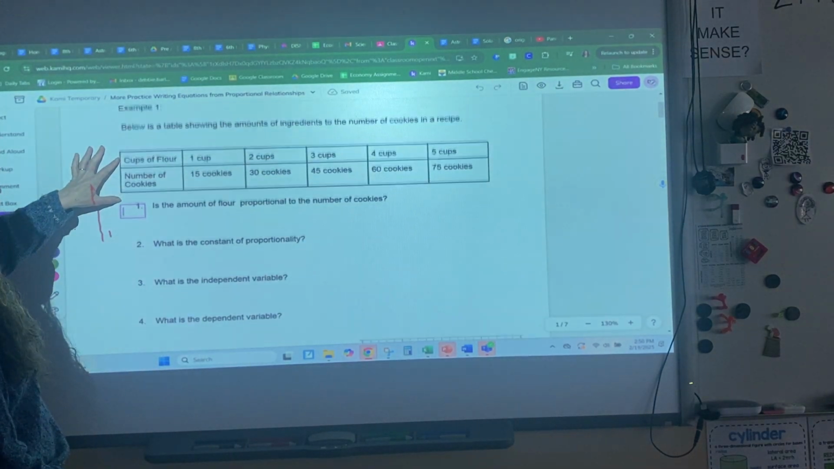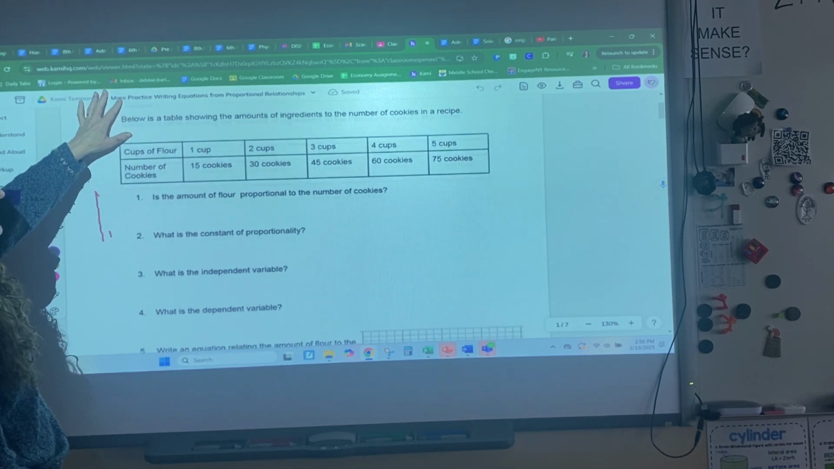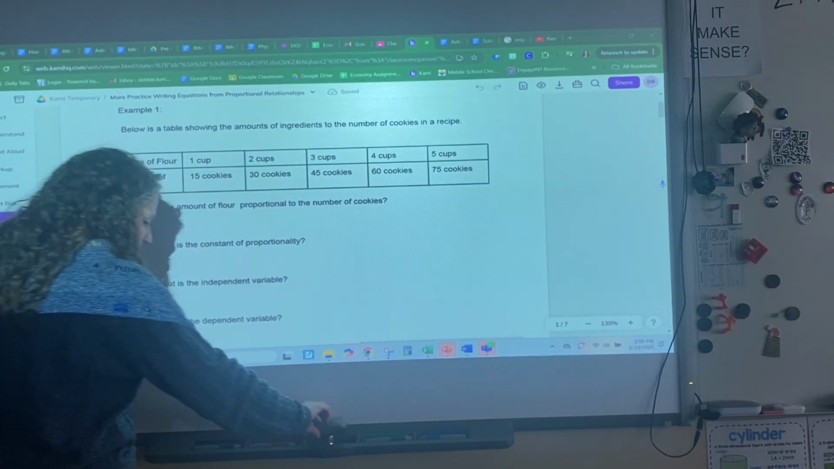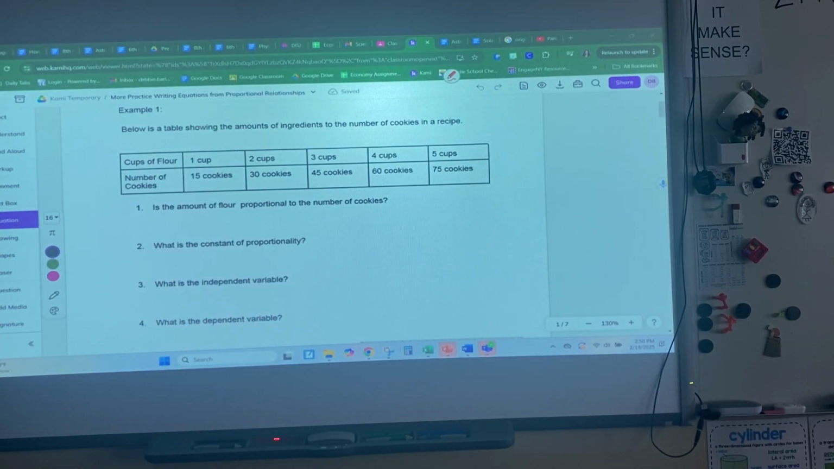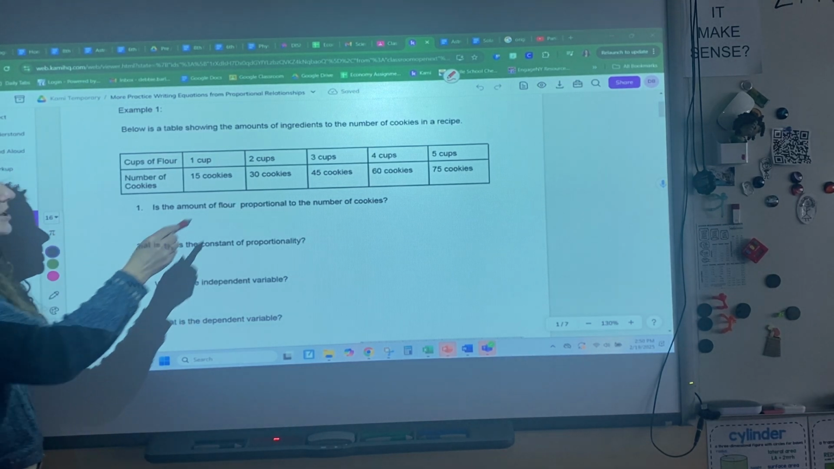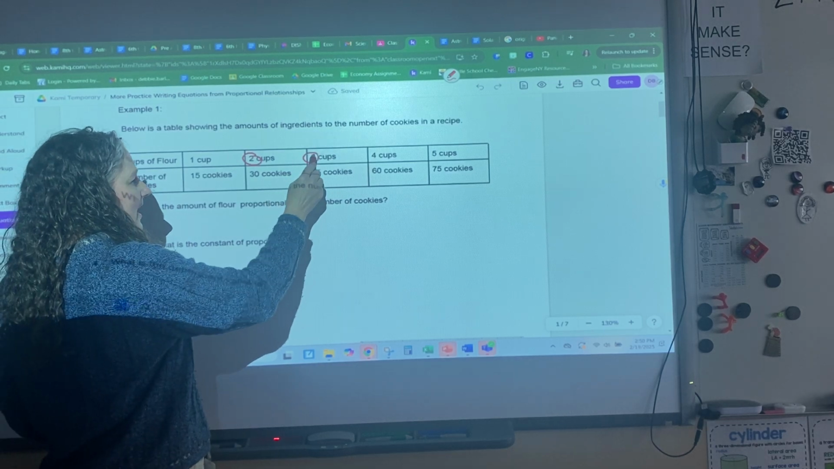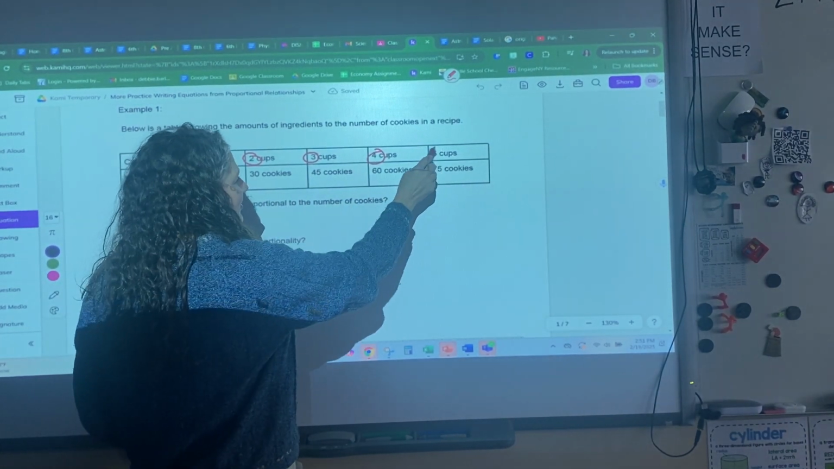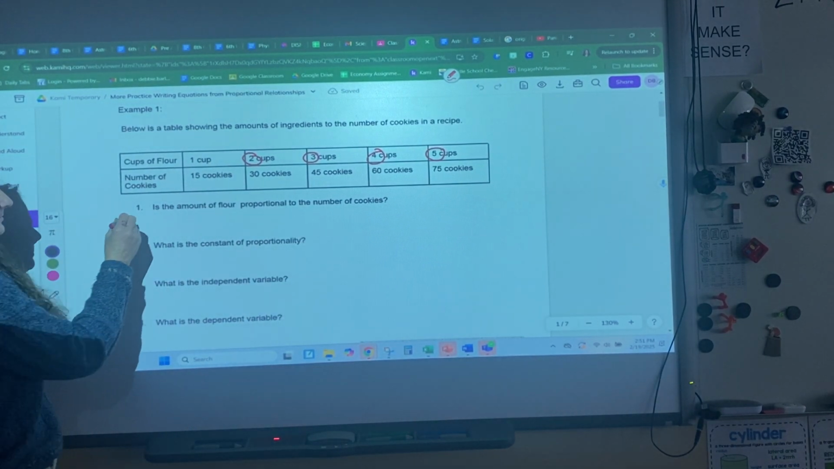Table. We have a table there showing the ingredients of cookies, for Pete's sake, to how many cookies you're going to get from those ingredients, okay? So if I have 1 cup of flour, how many cookies do I get? 15. What did you multiply by to get to 15? 15. Okay, so let's do a test. What do I multiply 2 by to get to 30? 15. What do I multiply 3 by to get to 45? 15. What do I multiply 4 by to get to 60? What do I multiply 5? Is it proportional? Yes.